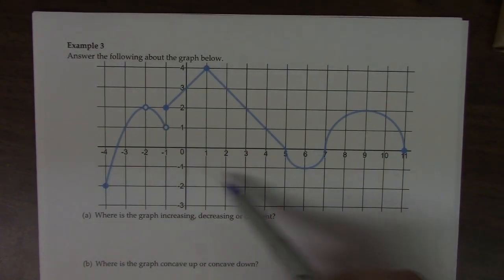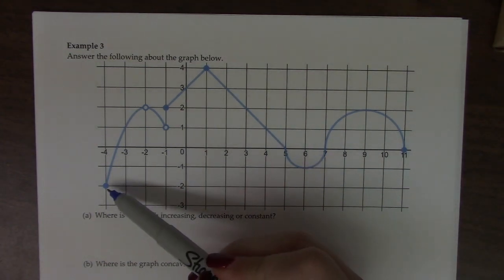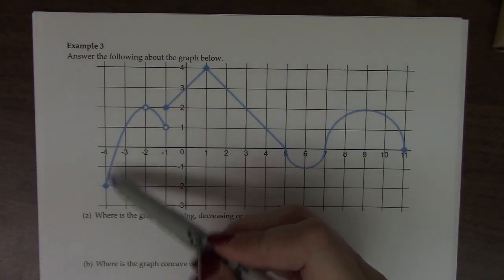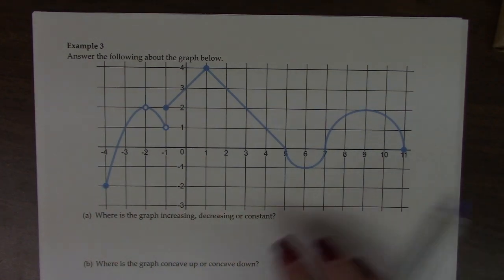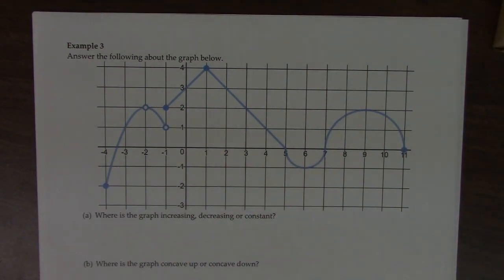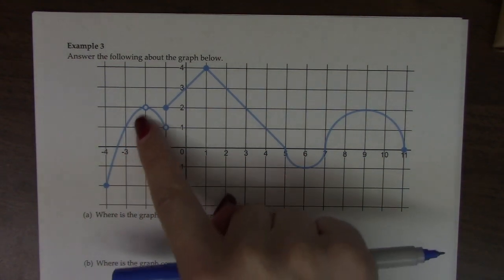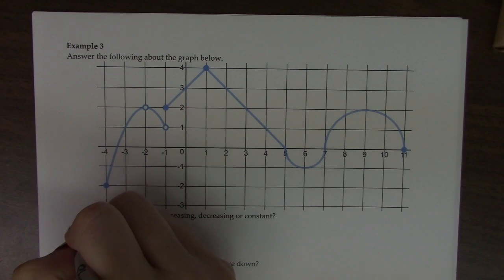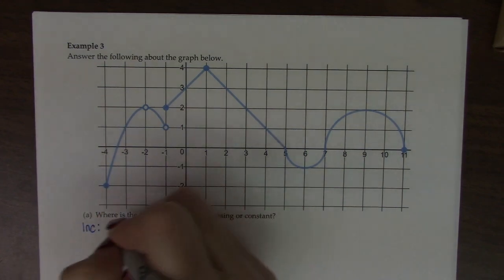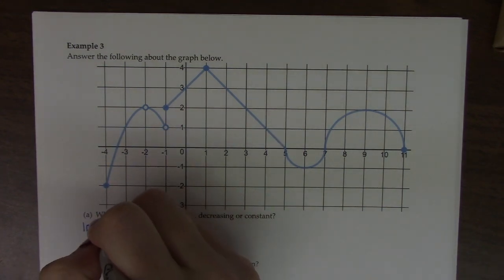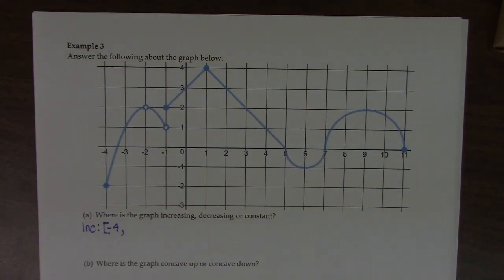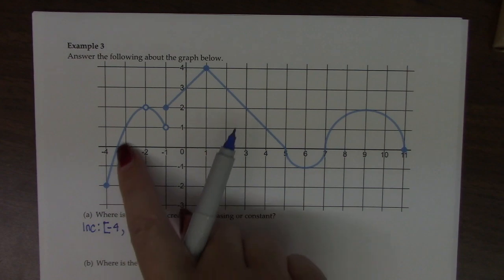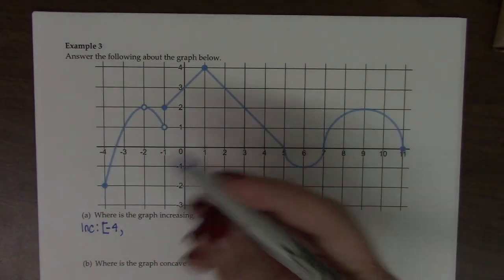So I'm going to read this graph from left to right, and when we give interval notation, we're giving the x values for this behavior, not the y values. So the first x value I encounter is -4. And I can see that the graph is rising from that point. So we're going to say it's increasing, -4 is included. So it's increasing from -4 until it gets to -2.